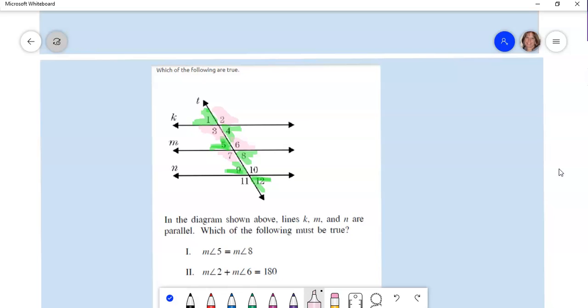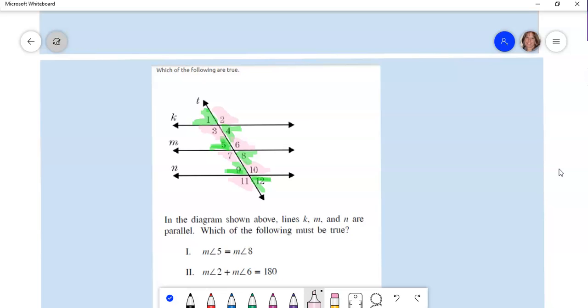So again, all of those different variations are coming into play. So angle 7 is an alternate interior to angle 10, but also angle 10 is corresponding to 6 and to 2. And of course 10 and 11 are vertical. So now we have all our pink angles, and they are all congruent to each other.